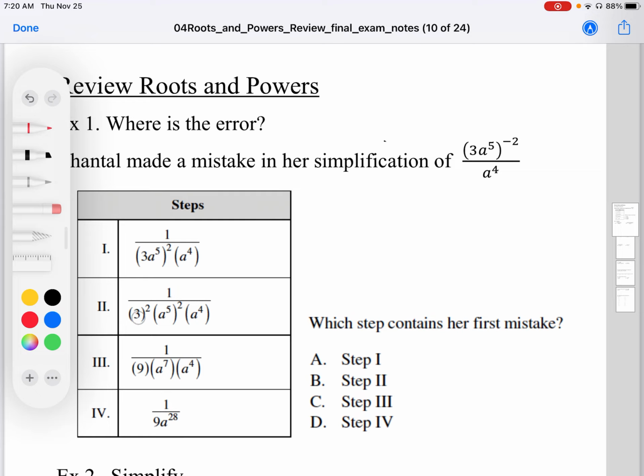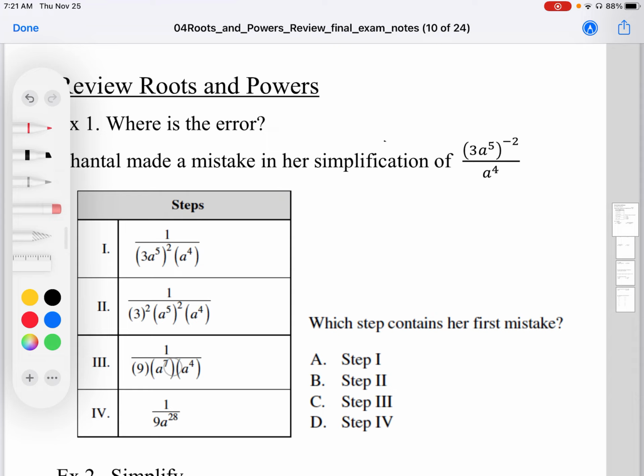Applying the power to both the 3 and the a to the power 5. That's correct. She applied the power to 3 to the power 2, did the calculation, got 9. Here, power to power, she added those powers to get a to the power 7. This is where the mistake is being made, because this power to power should be not addition, but multiplication.